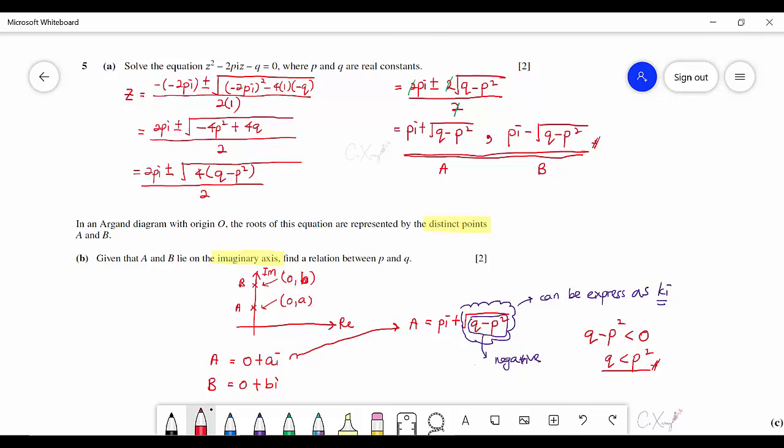So this is the relation between p and q. The main idea is from here. The imaginary axis tells you that your root must have only the imaginary part. So to make this term an imaginary part, you have to make sure that the value inside the square root must be smaller than 0. And from there, you get the relation, which is q smaller than p squared. So this is what we have for part B.